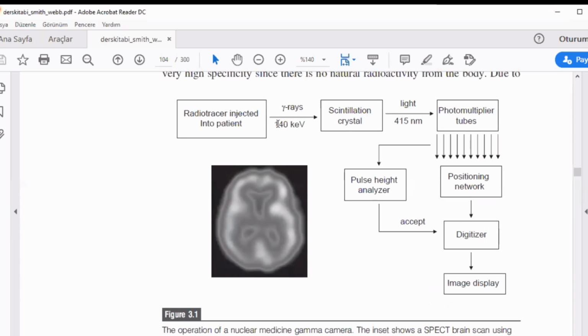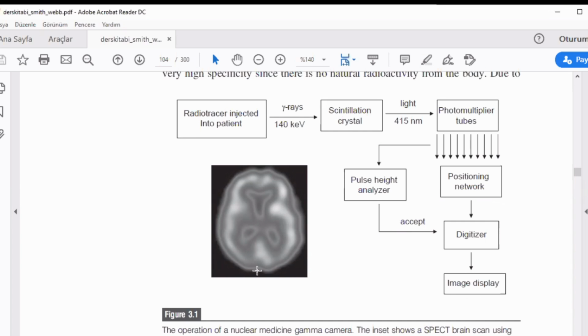So theoretically, from one gamma ray, you can produce thousands of visible light photons with blurring, etc. Photomultiplier tubes receive this light, a position network locates the XY coordinate, a pulse height analyzer analyzes the intensity of the pulse, and the accepted ones are added to be displayed in the image.